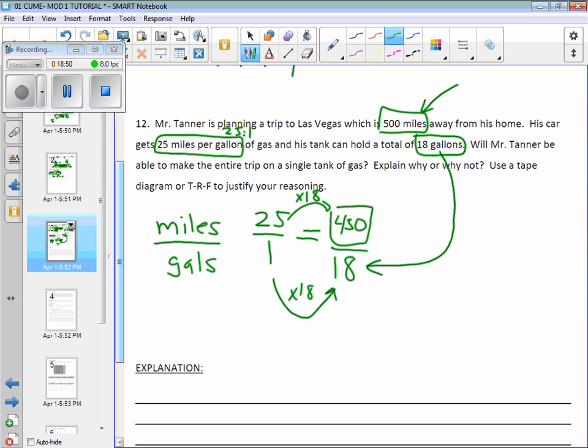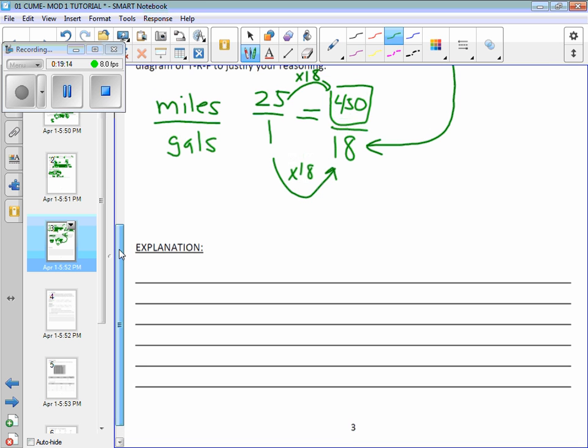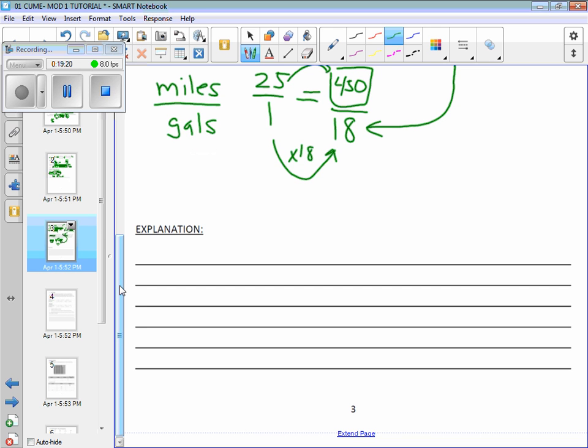So in your explanation, which I'm not going to write out right now because it's just a little bit too long for the blog, you want to explain that he does not have enough gas to get the entire trip. At some point, he's going to need to fill up, hopefully before he runs out, because he's only got 50 miles. If he goes past that 450 miles, he's going to run out. And you're in the middle of Nevada getting to Las Vegas. So he's going to need to fill up at some point, and that has to be reflected in your answer, that he's not going to have enough gas on a single fill up. And let's move on to the next question.